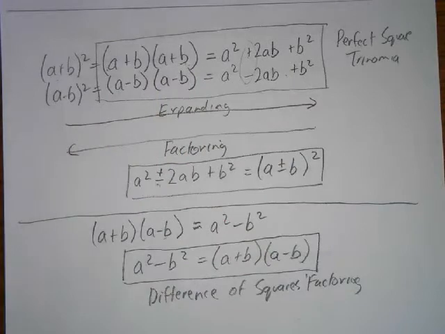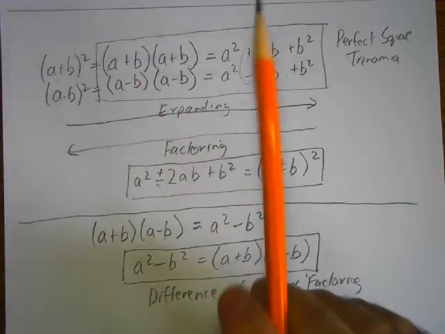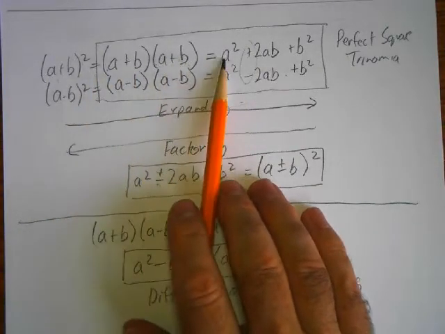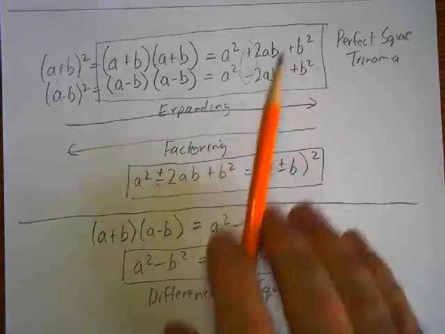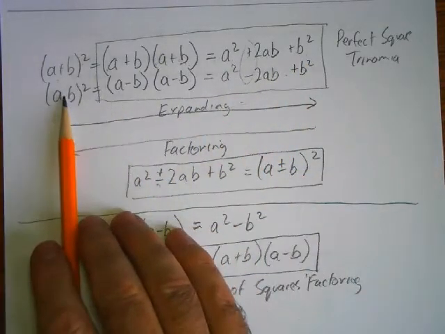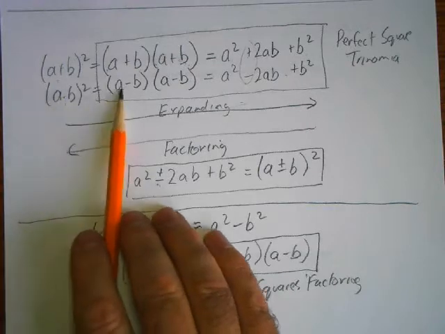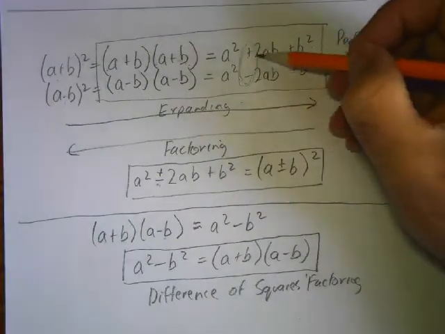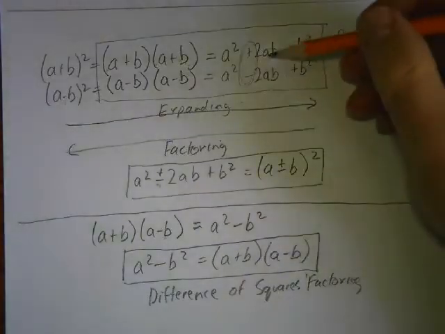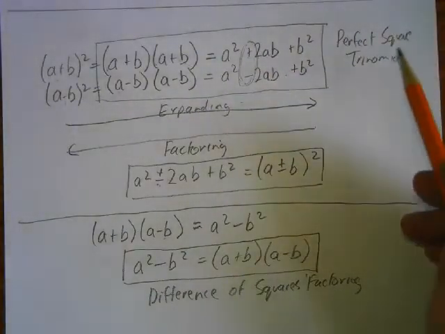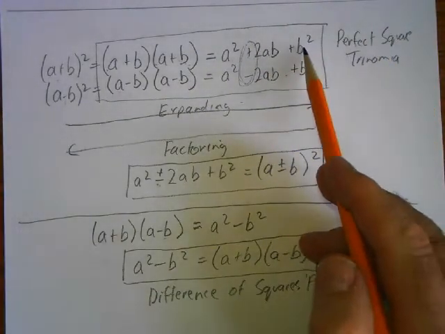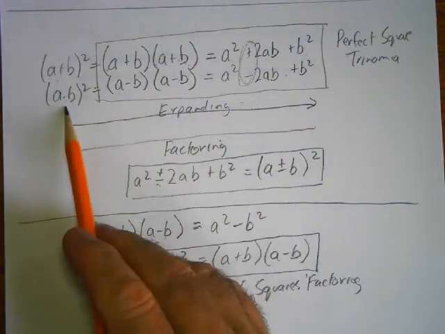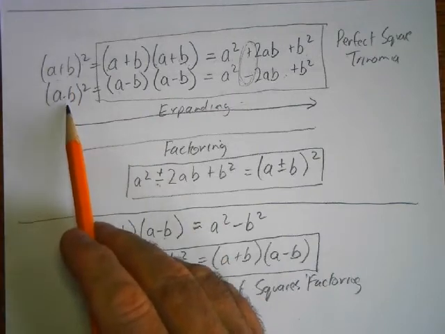If we do the FOIL here, or matrix method, whatever you want, for a plus b squared, you're going to get a squared plus 2ab plus b squared. And if you did the same thing but you had a minus sign, a minus b squared, you would get a squared minus 2ab plus b squared. So the only difference was the plus or minus sign in between. So what we're going to be showing in this lesson is recognizing when you have a trinomial that looks something like this and being able to go directly to one of these two factors.